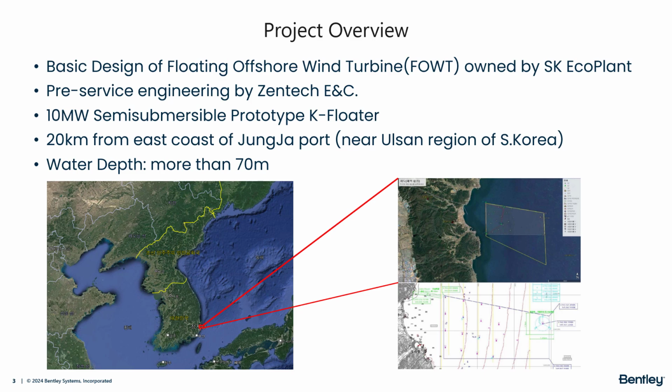This is a semi-submerged type floater designed to support a 10 megawatt turbine and its tower. The design is tailored for the sea near the Ulsan area here, a region where many offshore wind turbines are expected to be installed in the future. This part of the East Sea is significantly deeper than the western coast, with a depth of around 70 meters.